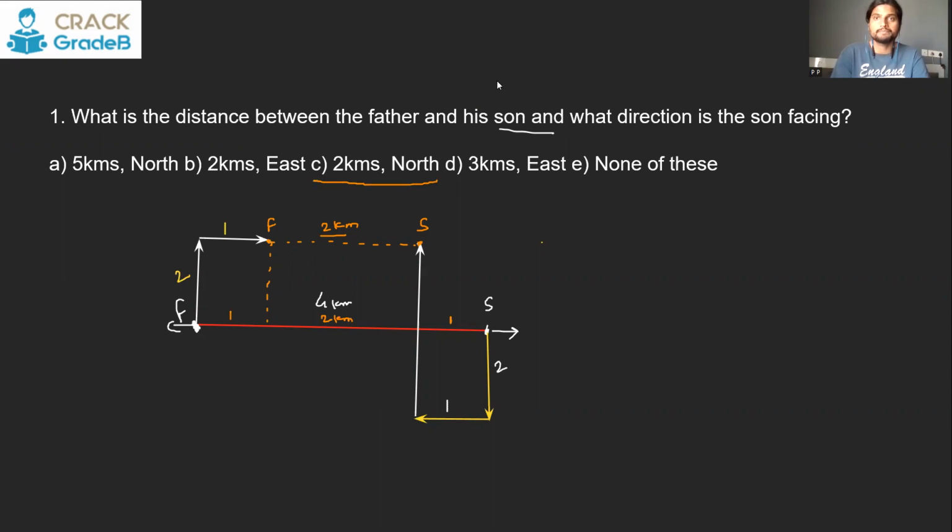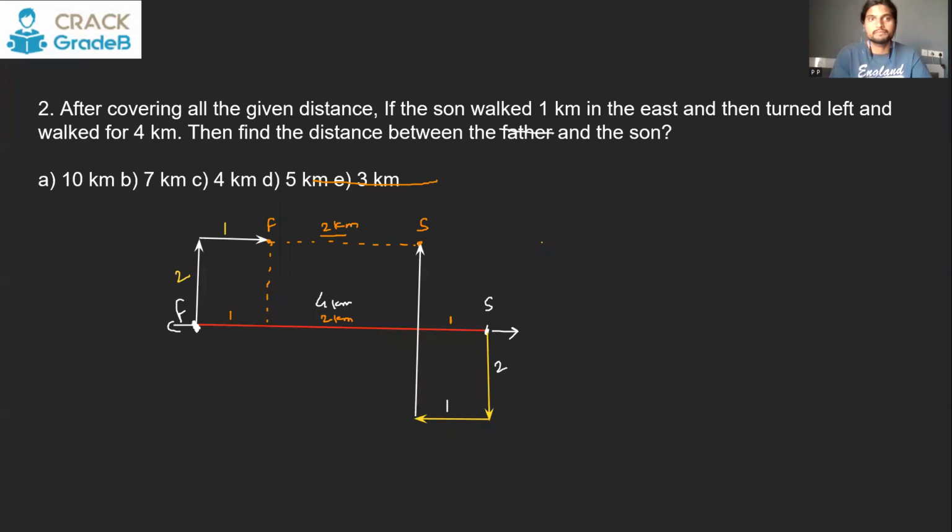Let's see the next one. After covering all the given distance, if the son walks 1 kilometer in the east and then turns left and walks 4 kilometers, then find the distance between father and the son. So if son goes east 1 kilometer, he will be at this position, and then turns left. Left means upward, and goes 4 kilometers.